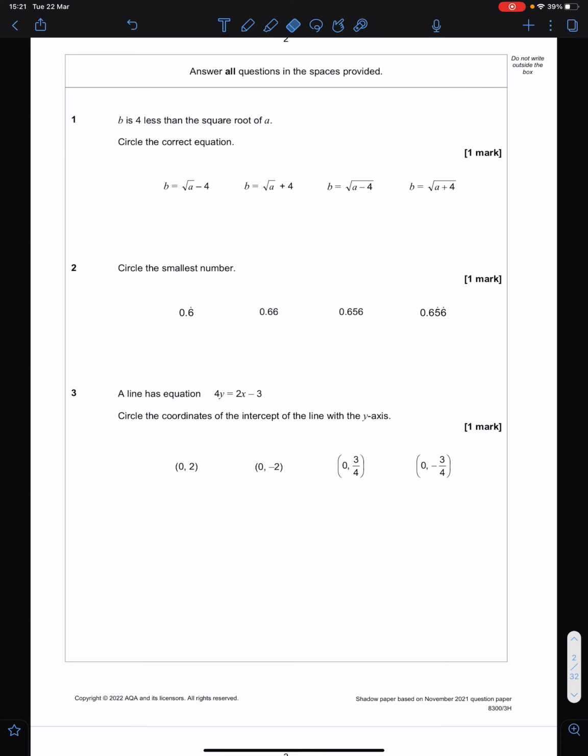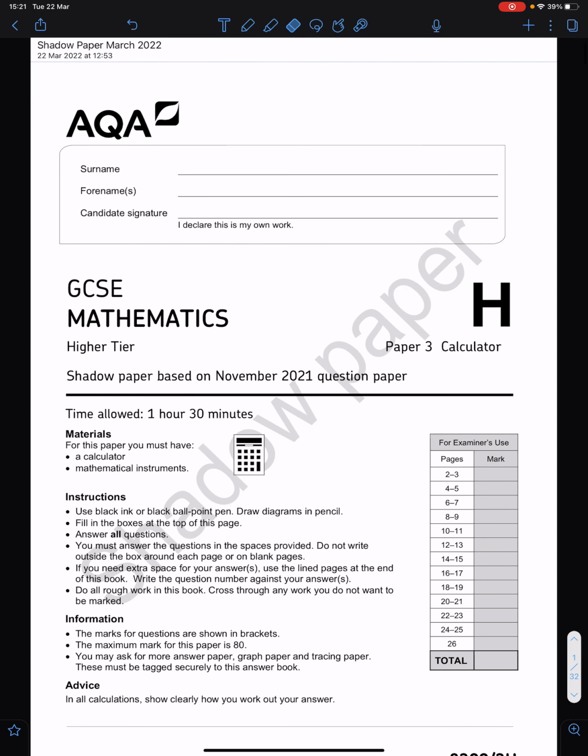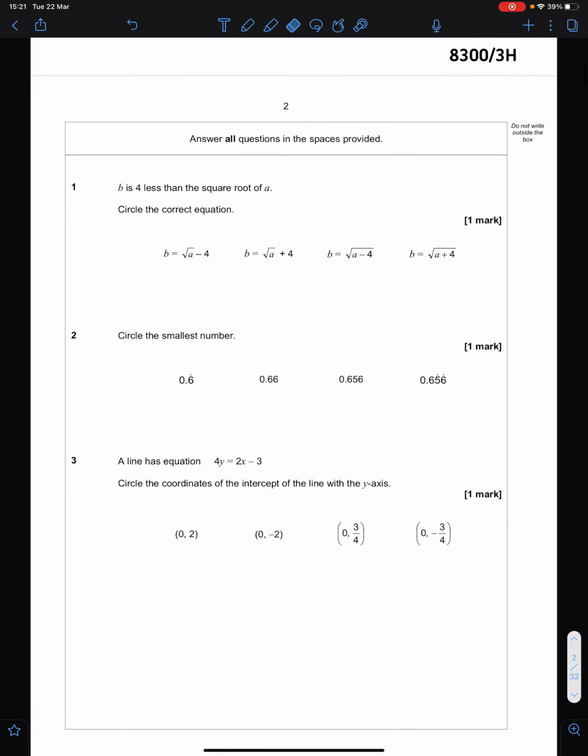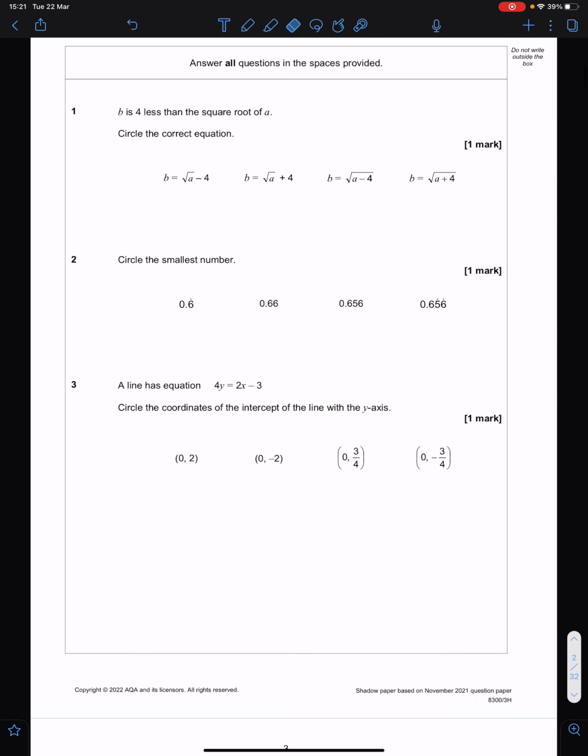So, I am going through a shadow paper and let's get right into it. You'll hear me think, you'll hear how I approach these problems. I've not necessarily seen all the questions. I kind of had a quick flick through, but let's test these out.